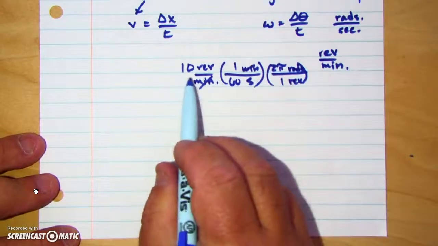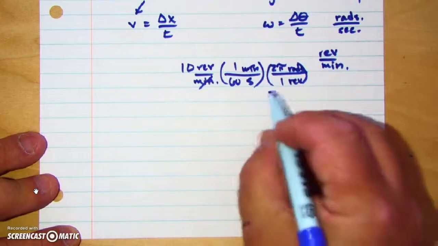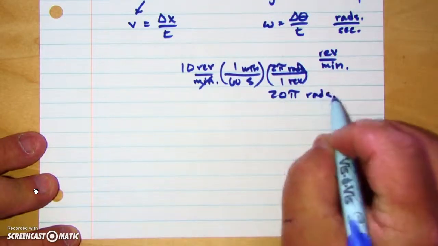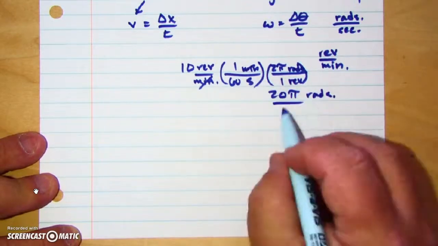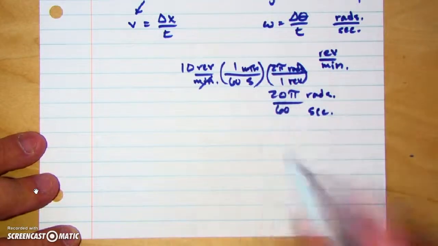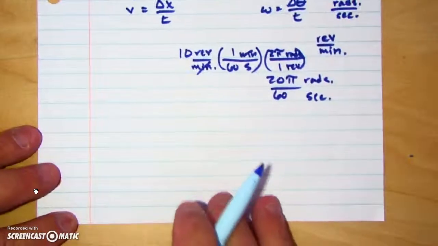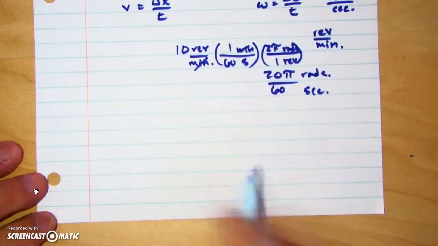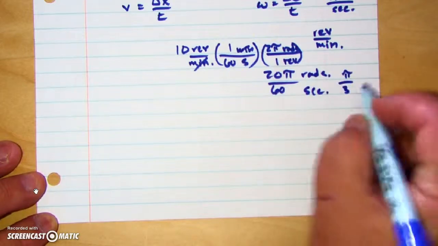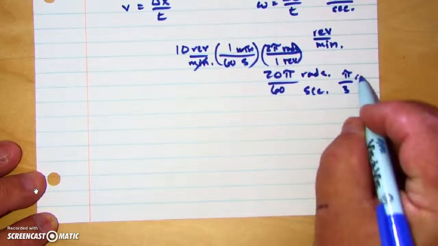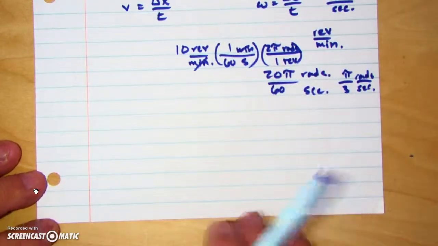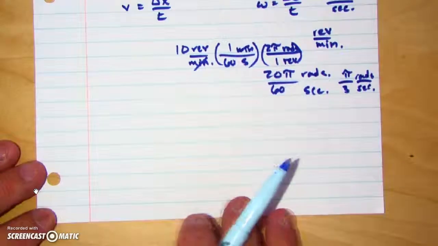So what I end up with is 20 pi radians divided by 60 seconds. And of course you can simplify that. You could actually figure that out very carefully, and you'd get pi over 3 radians per second, if I did my math right. This is the thing where you could leave it in pi, but you also know pi is 3.14, so you can also make that change.